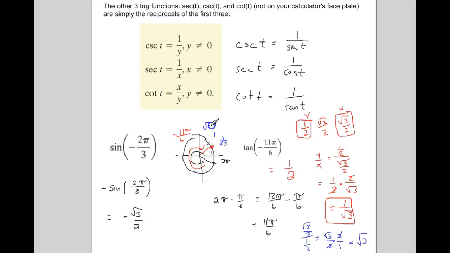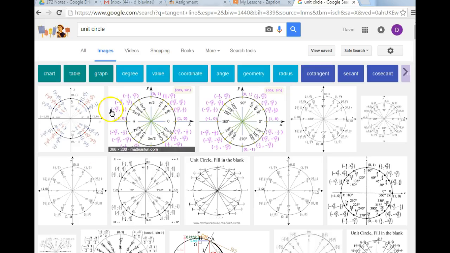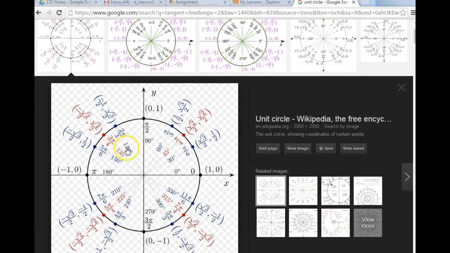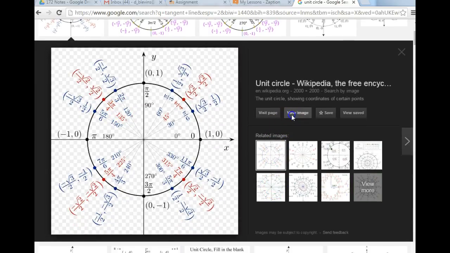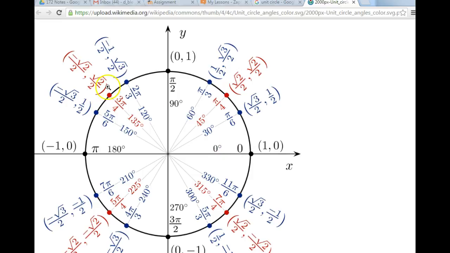So that's not a bad thing to have on your unit circle if you make one, as well as the values, not just the x and y, but the values of sine and cosine. If you do a Google search for unit circle, you'll get things like this. Let me click on that. You get things that have the degree measure, the radian measure, and then the x, y coordinates of those points. Well, remember, that's cosine and sine. So the cosine of 30 degrees is the square root of 3 over 2.